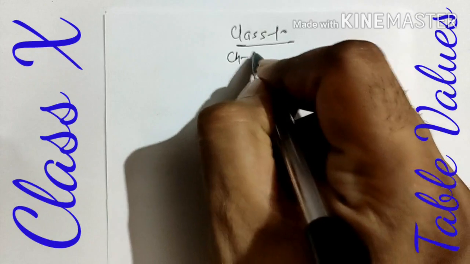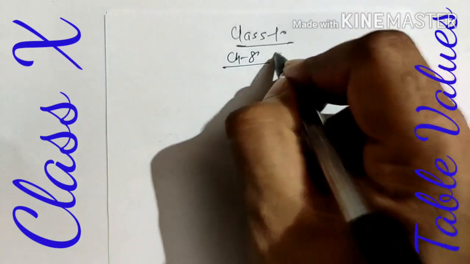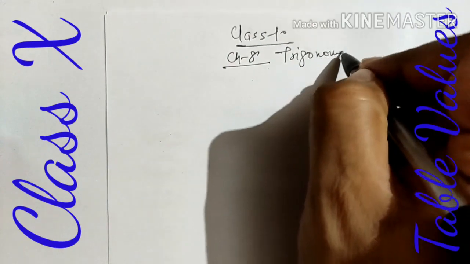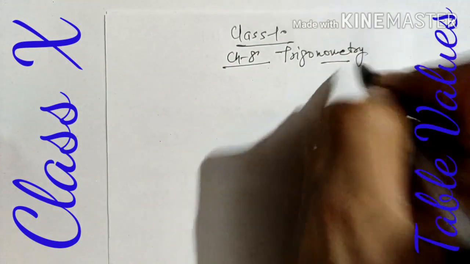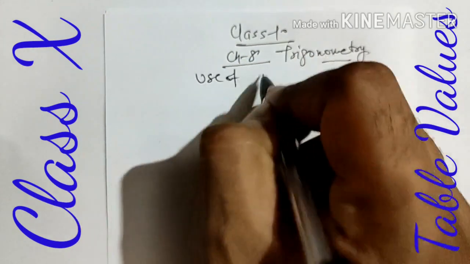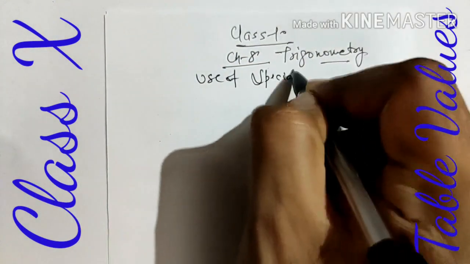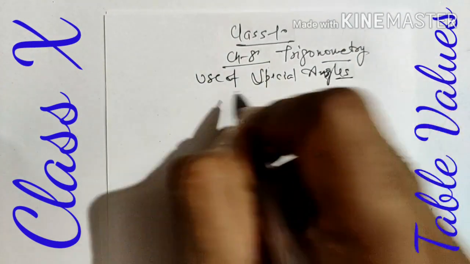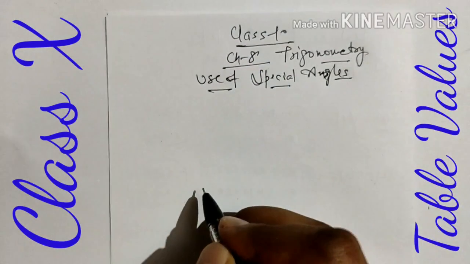Now, in this lecture, we are going to do class 10th, chapter 8 of NCERT. Name of the chapter is Trigonometry. In this lecture, we are going to discuss use of special angles. For this, we need a table.